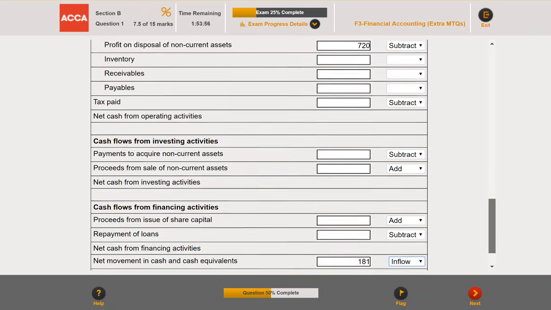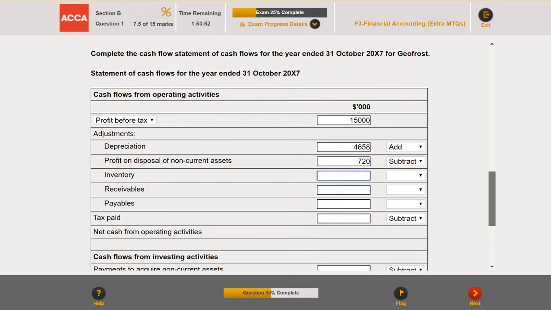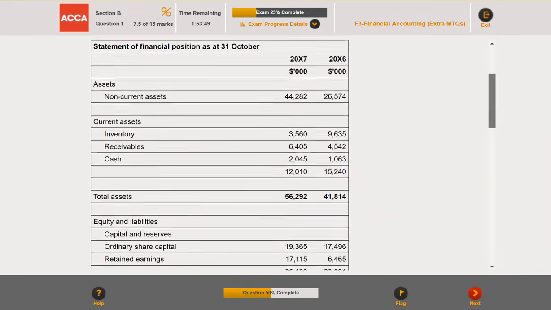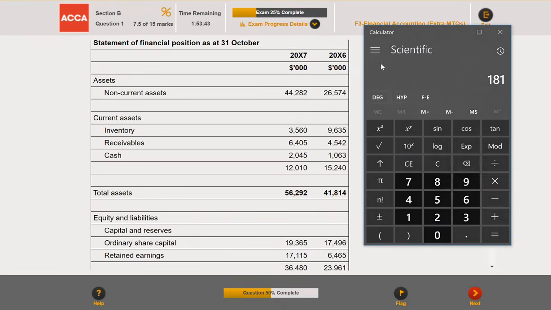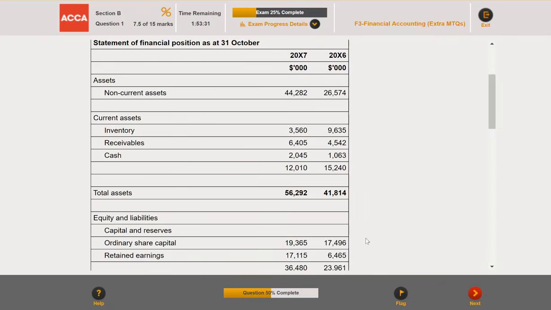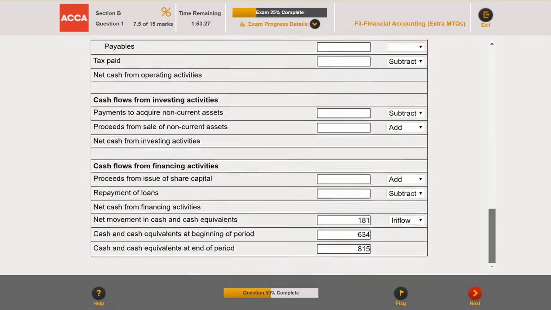The next easy bit is the inventory part. So we just have to look at the increase or decrease. So inventory opening is 96.35 and closing is 35.60. So that means inventory has decreased. If inventory decreased, it is positive cash flow. It means that we have sold the inventory.